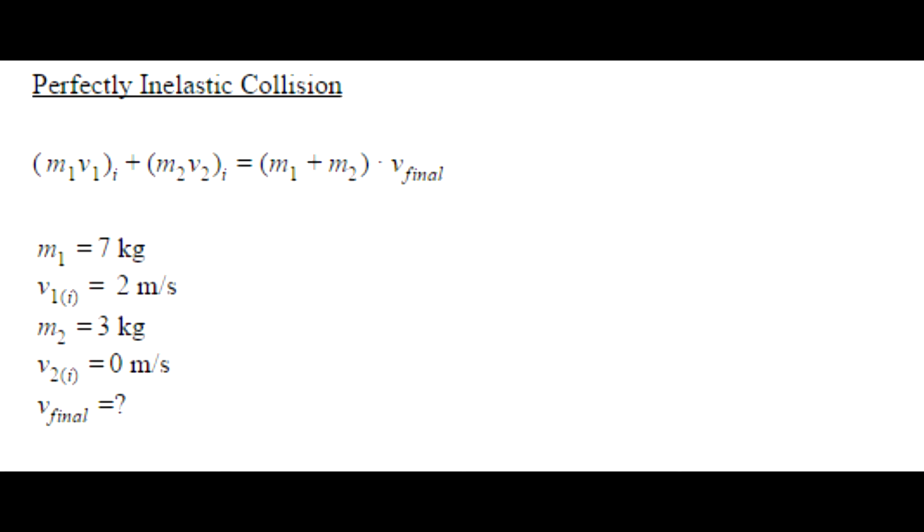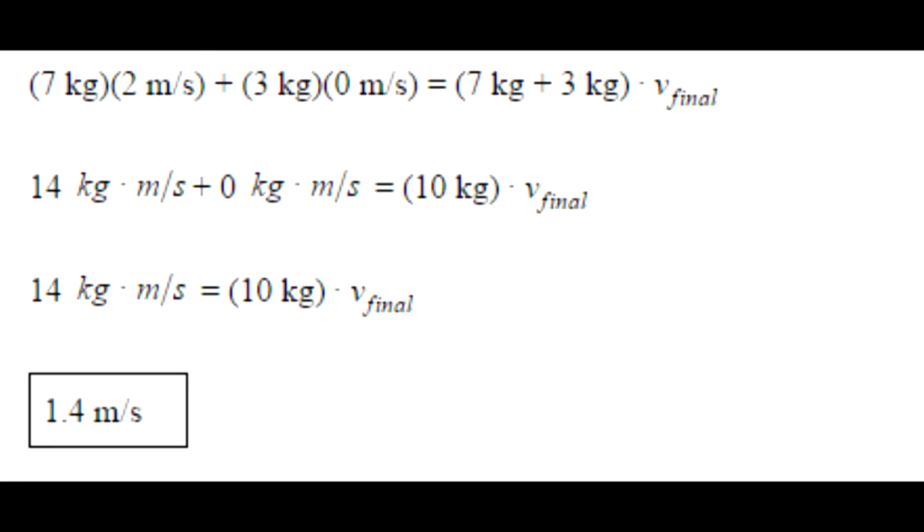For mass 1, we'll be using 7 kilograms. The initial velocity of mass 1 will be 2 meters per second. Mass 2 will be 3 kilograms. The initial velocity for mass 2 will be 0 meters per second. And we'll be trying to figure out the final velocity. So when you plug in the values to their corresponding places, you'll get these values.